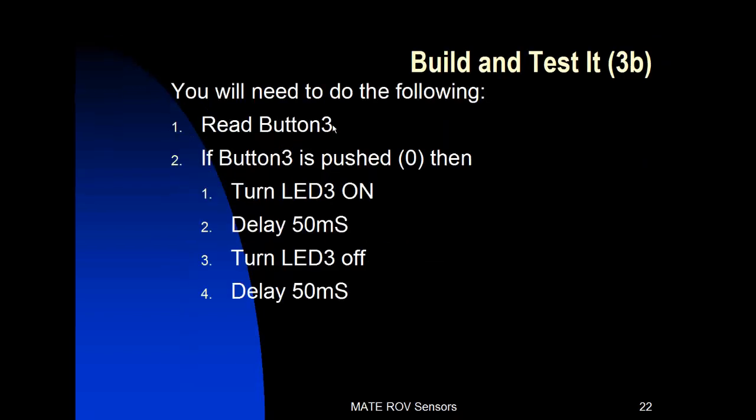You'll read button 3. Don't forget to save it to a variable. Then you'll test button 3 for it to be equal to 0. And if it's equal to 0, you'll turn LED 3 on, delay 50 milliseconds, turn LED 3 off, delay 50 milliseconds, and then return back to the main loop.